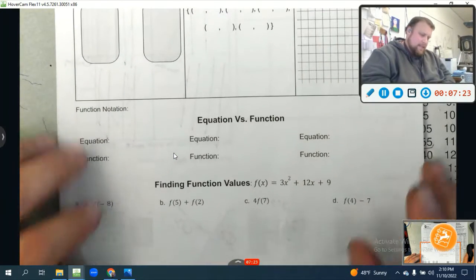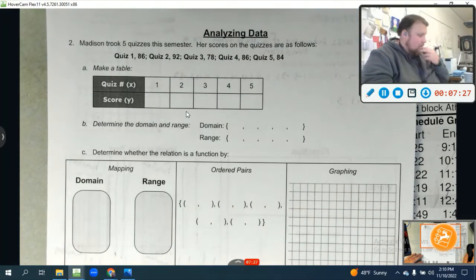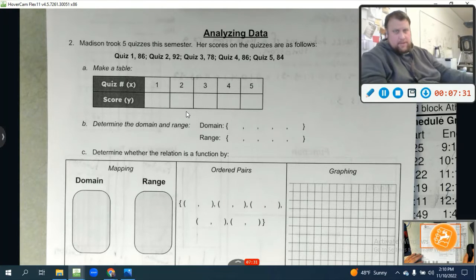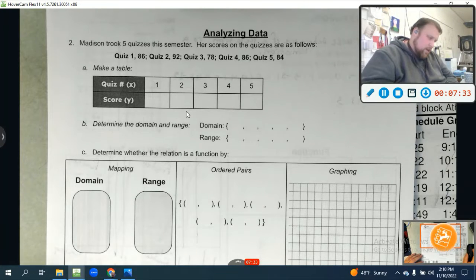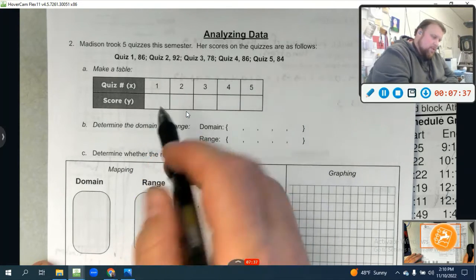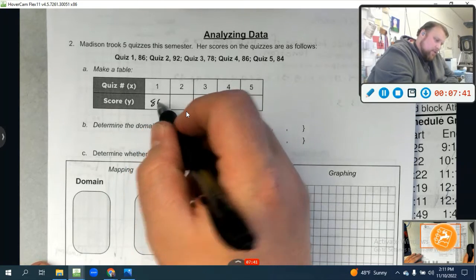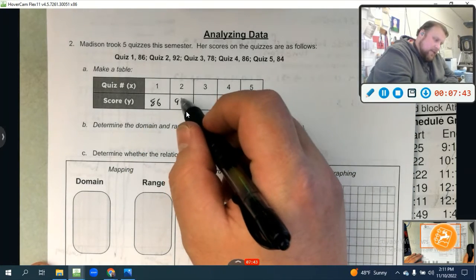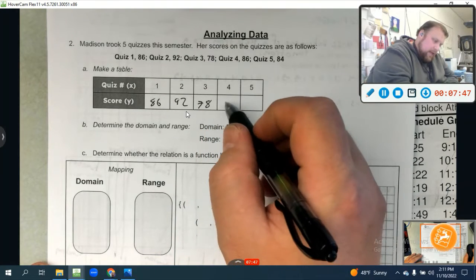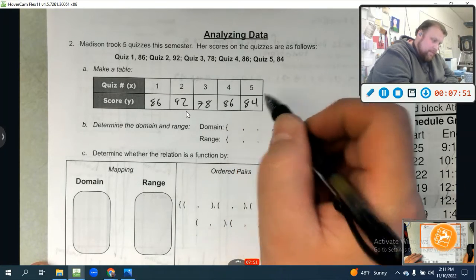Talk about analyzing data back here. Okay, says Madison took 5 quizzes this semester. Her scores on the quizzes are as follows. Quiz 1 got an 86, and I'm going to start filling in this table below because we need to make a table from the data. Got an 86 for quiz 1, a 92 for quiz 2, a 78 for quiz 3, an 86 for quiz 4, and an 84 for quiz 5.